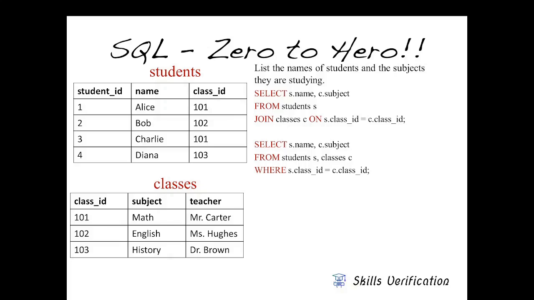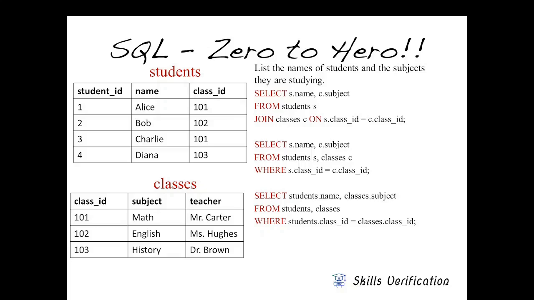We could actually write both queries without using aliases. Let's use the implicit join to demonstrate it. We could write select students.name, classes.subject from students, classes where students.classID equals classes.classID. This is fine, but if you are handling more than two tables and there are more filters to apply, your query can easily become verbose, so it is better to use aliases.